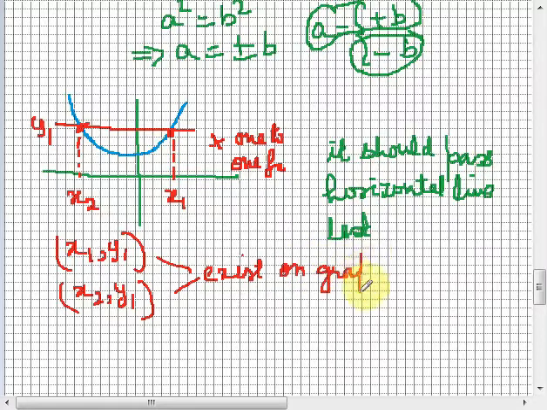But our definition is that one element in the domain should match only one element in the range. However, here x2 is also matching y1 and x1 is also matching y1. So it failed the horizontal line test.